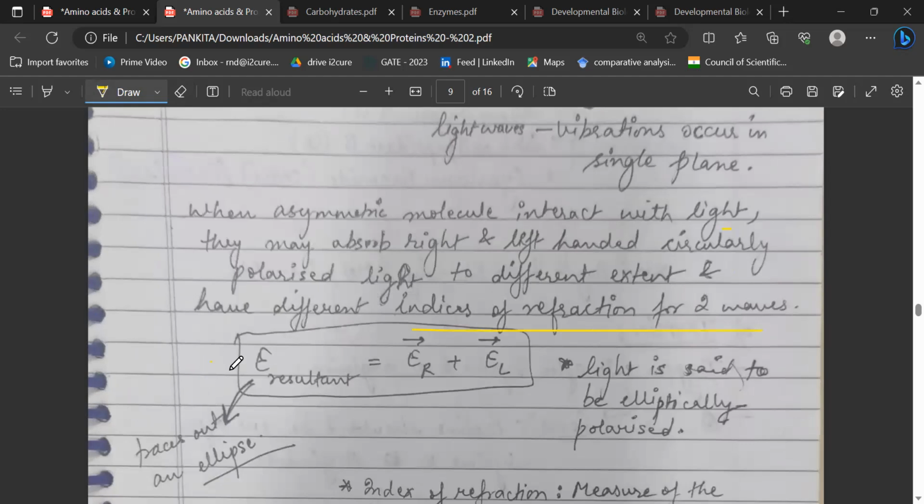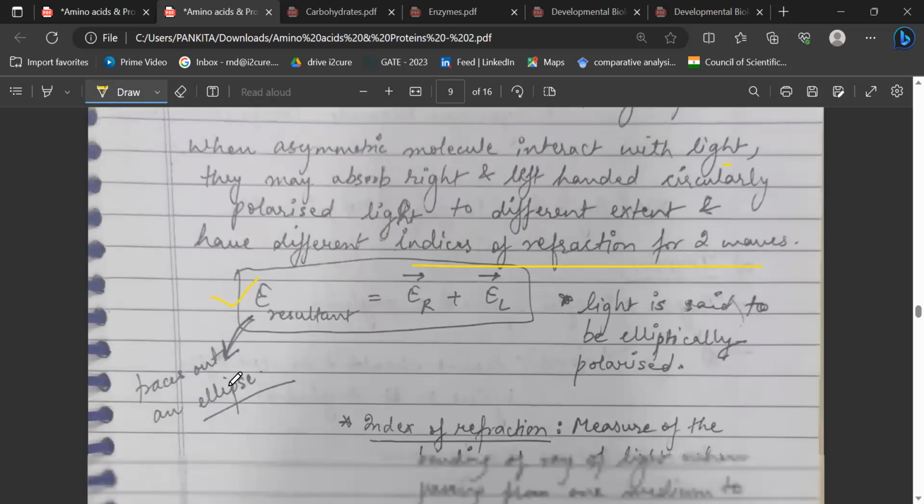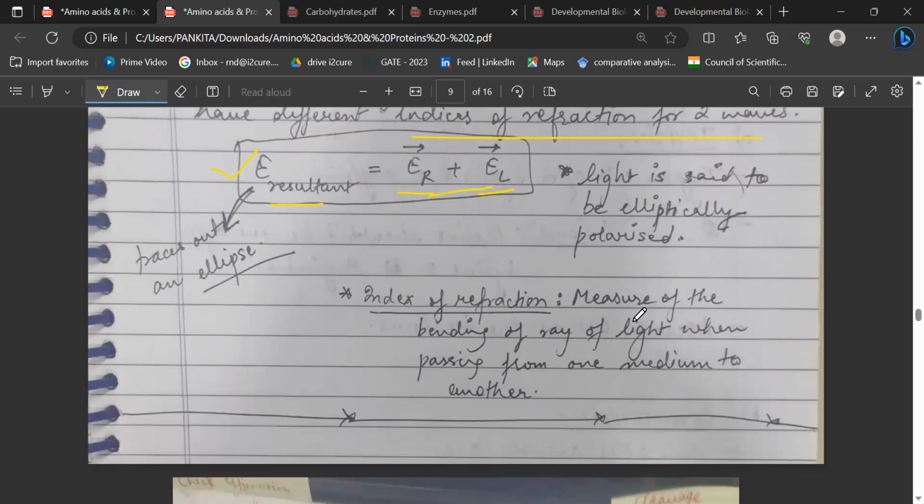So we calculate the resultant traces of the ellipse, which is basically the sum of vectors of ER and EL, in the right direction and in the left direction. Index of refraction is basically a measure of the bending of a ray of light when passing from one medium to another.